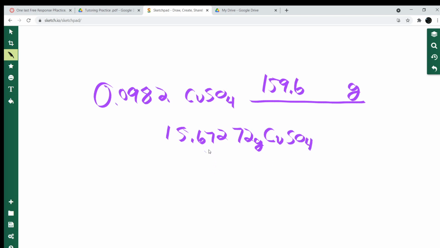But wait, I'm already thinking, this is my stoichiometry problem. 1, 2, 3, 4 significant digits: 15.672 grams CuSO4.